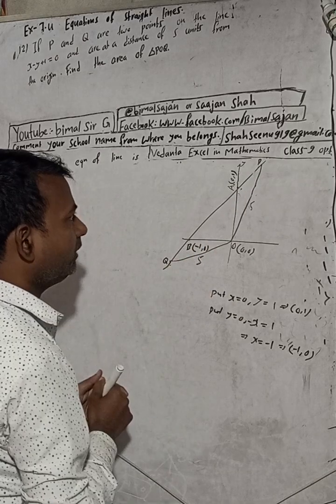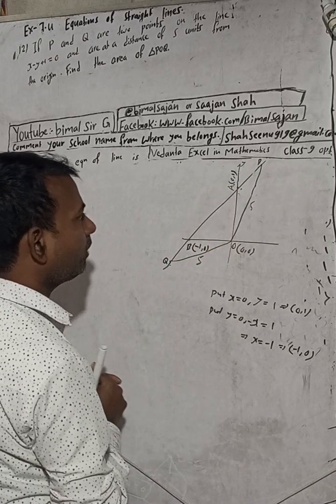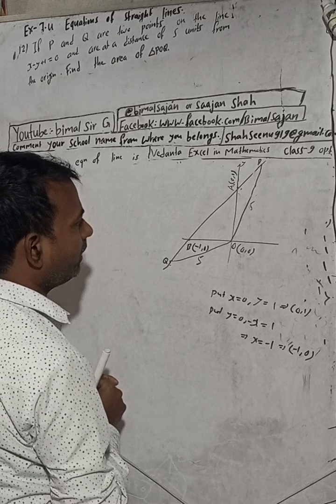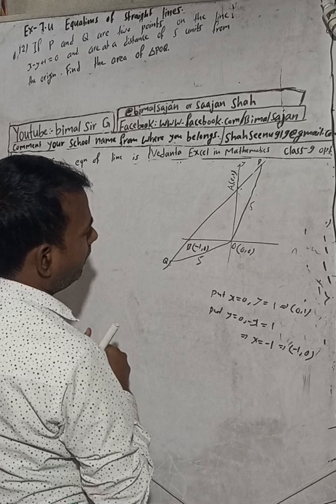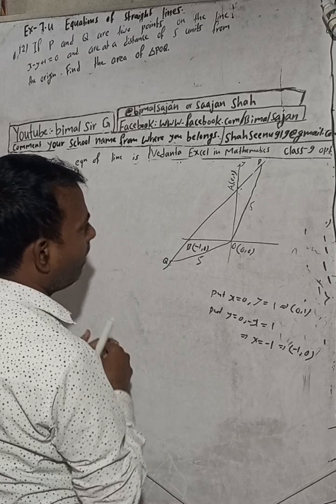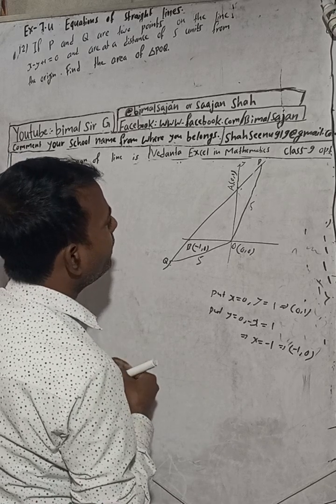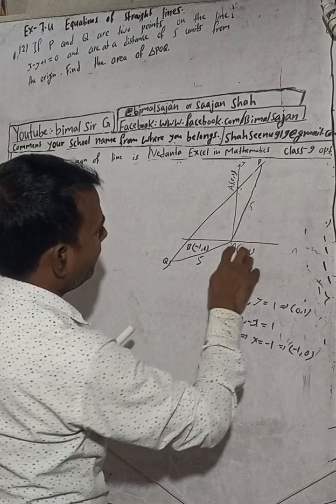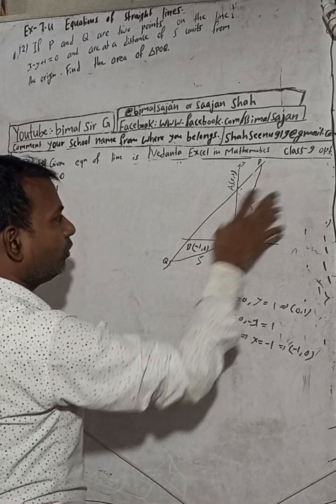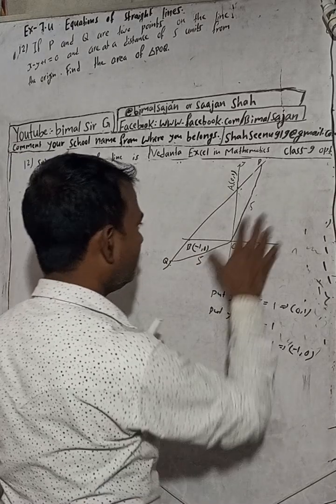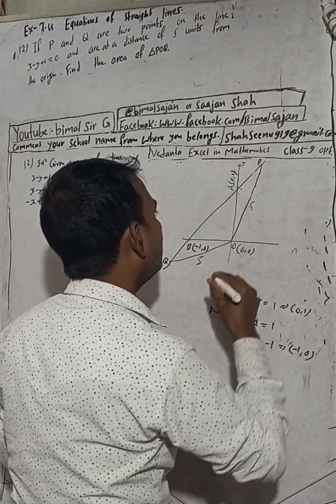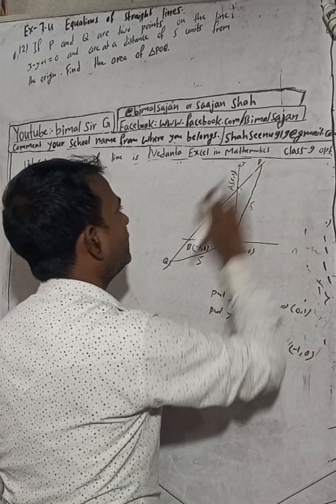POQ, we have to find the area of this triangle. So how can we find the area of this triangle? We have to find the perpendicular distance from here to here. If both sides are equal, this is called an isosceles triangle. That means in an isosceles triangle, the perpendicular will fall between this P and Q.